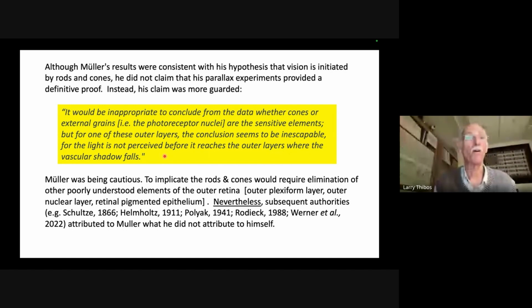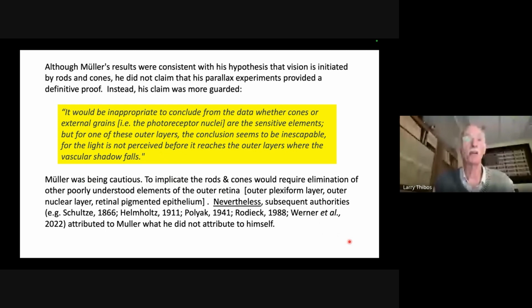So in short, he's saying, all I know for sure is that the light is being sensed on the other side, the outer side of the retina. And there are several candidates out there. I can't be absolutely certain it's the rods and the cones, even though I think they probably are. So Müller was basically being cautious. To implicate the rods and the cones would require elimination of the other elements, which were poorly understood.